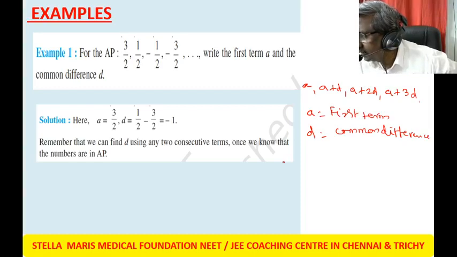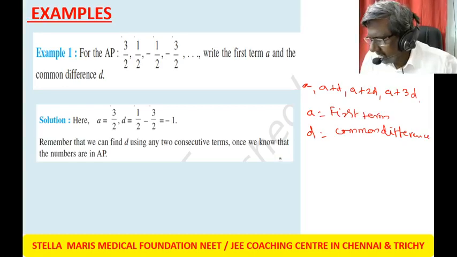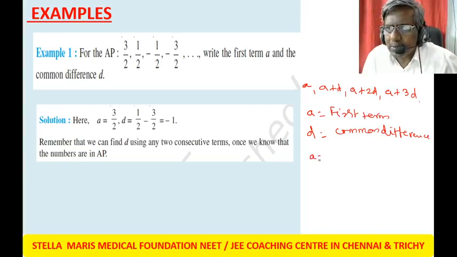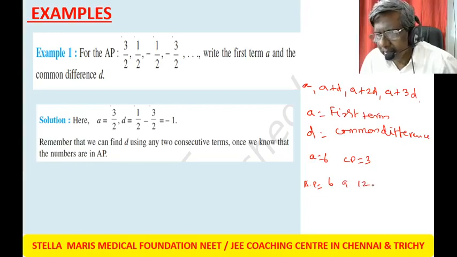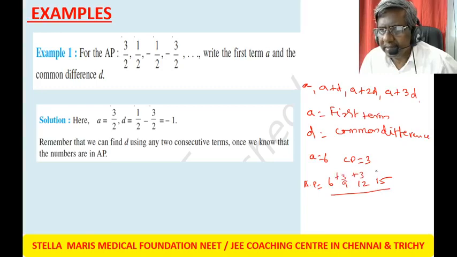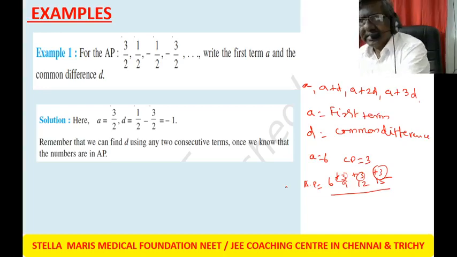Now for an example. Suppose the first term A is equal to 6, and the common difference D is equal to 3. Then you can form the AP like this. The first term is 6, the second term will be 6 plus 3, which is 9. Then 9 plus 3 is 12, then 12 plus 3 is 15. So this is an AP, adding plus 3 each time. We call that the common difference. Clear? Now we go to the first example in this book.